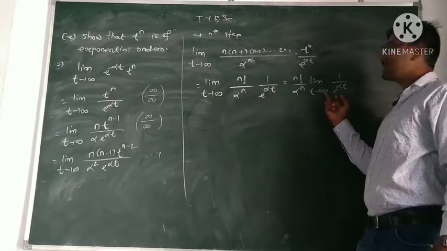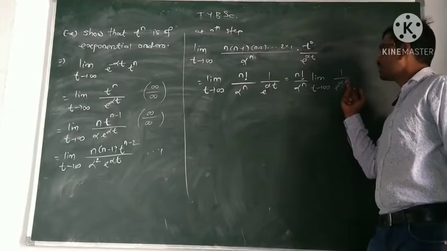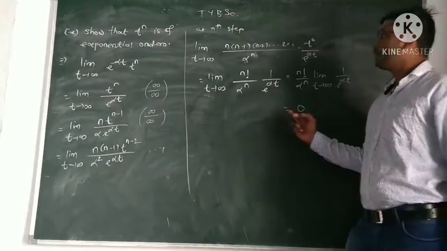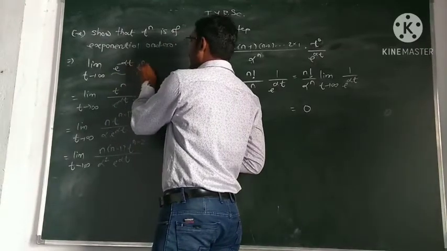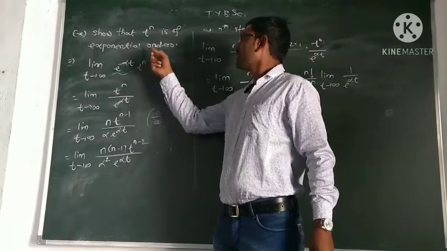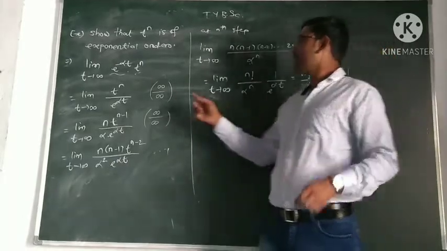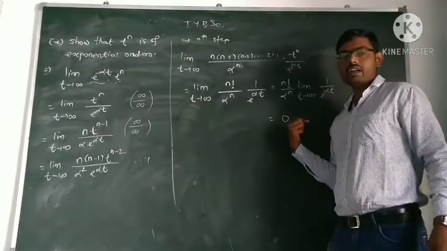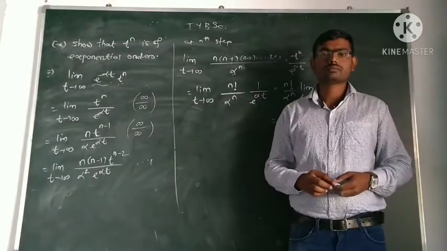But as t tends to infinity, e raised to power alpha t tends to infinity. 1 upon infinity tends to 0. 0 into some finite number is equal to 0. So the limit as t tends to infinity of e raised to power minus alpha t into the function is equal to some finite number. This implies the function f of t, that is t raised to power n, is of exponential order, because the limit of e raised to power minus alpha t into the function is equal to 0, which is a finite number. So this function t raised to power n is of exponential order. Okay. Thank you.